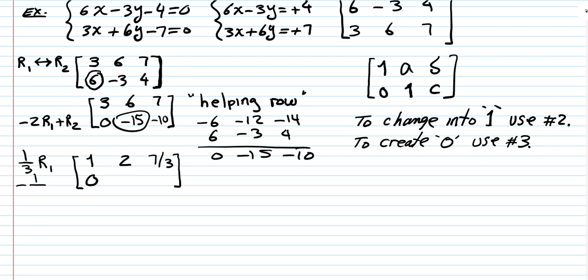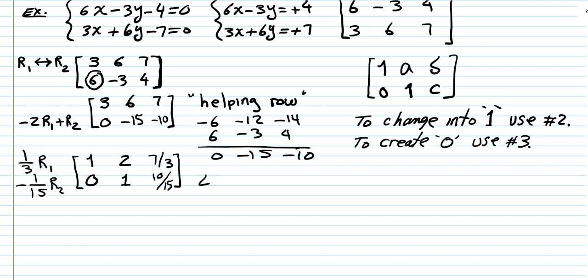So I'm going to go negative 1/15 to row 2. Negative 1/15 times 0 is 0. Negative 1/15 times negative 15 is 1, right? And negative 1/15 times negative 10 is 10/15. Correct? And we have the matrix.